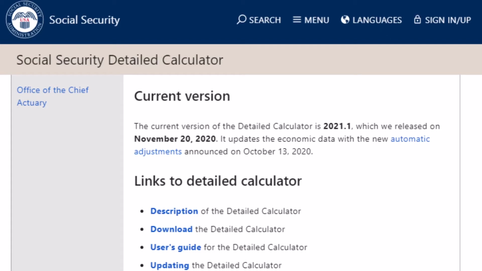First, this is where I got the calculator. There's a basic calculator on the site, but the detailed one allows you to enter very specific information. One of the reasons I used the detailed calculator is because I wanted to see what happens if I don't have any income from the age of 48 on, since I have retired early.